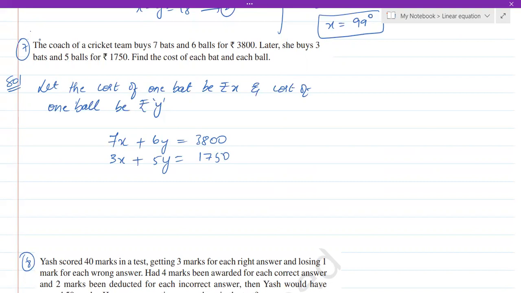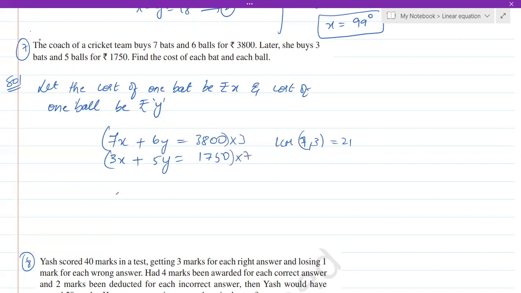Let's solve by elimination method. As you can see, the coefficients of X are not the same, so we have to take the LCM. LCM of 7 and 3 is 21. To make this 7 as 21, we have to multiply by 3. To make this 3 as 21, we have to multiply by 7.